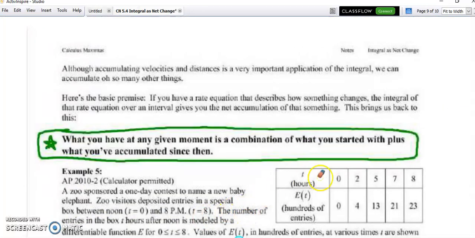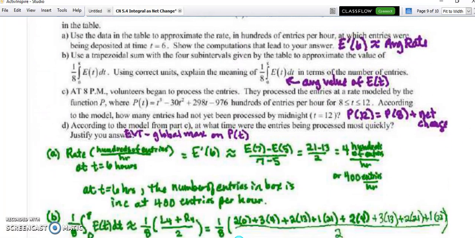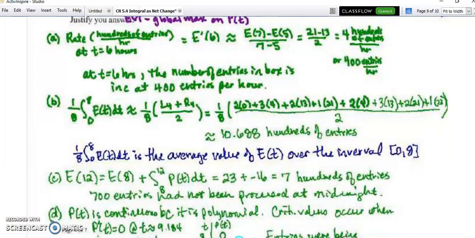All right, so now we're back. We're going to take a look at our solutions for this. All right, so again, the first thing that we're going to look at is come down here, that our rate in hundreds of entries per hour is E prime of 6. You want to make sure that you have shown that this is what we're approximating and maybe labeled it, because they didn't actually say E prime of 6. So the rate in hundreds of entries per hour at t equal to 6 hours. Here's my difference quotient. You can either have this or this. You don't need both.